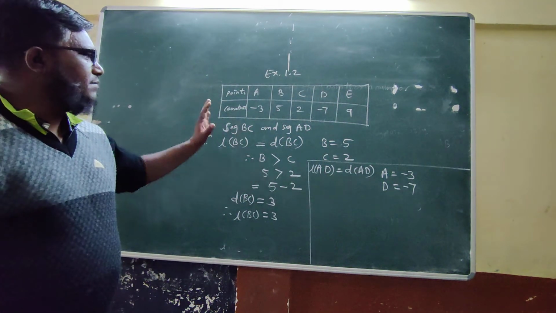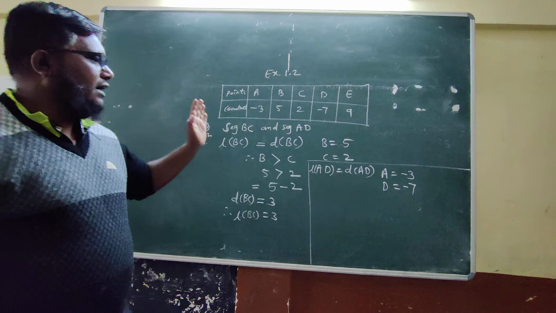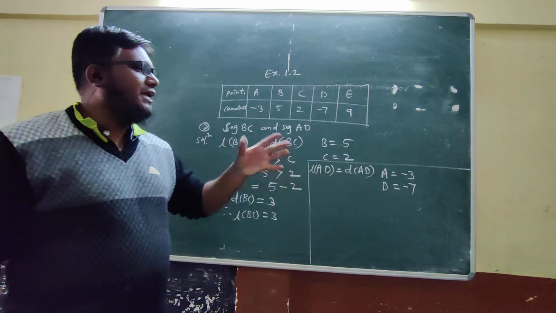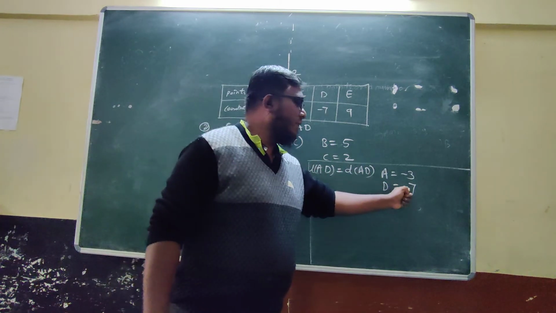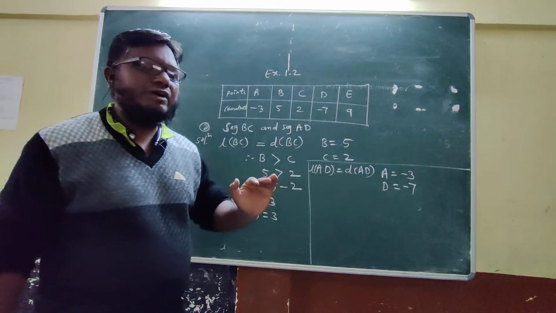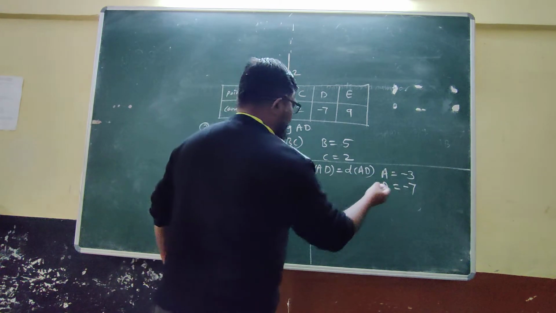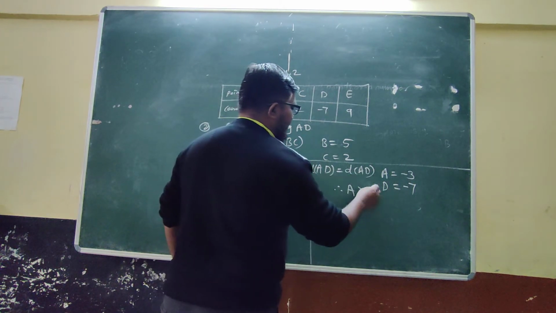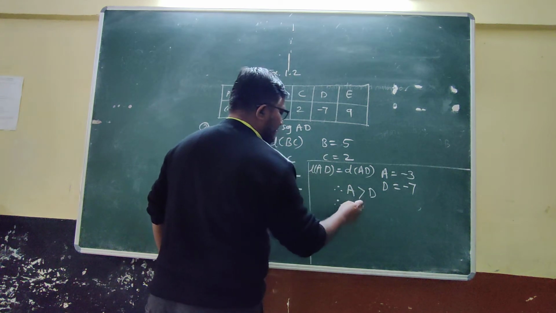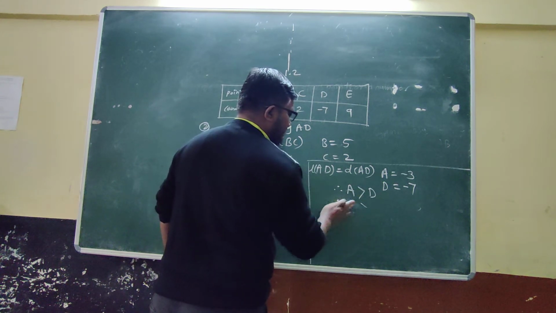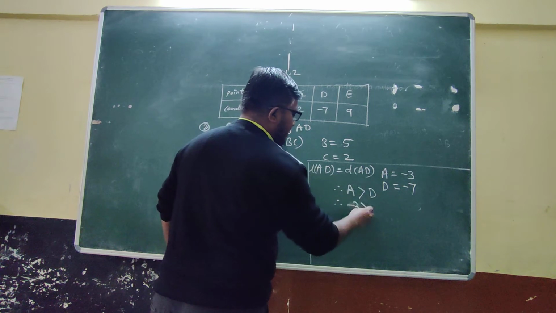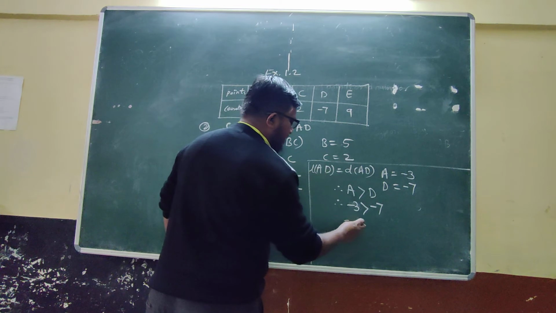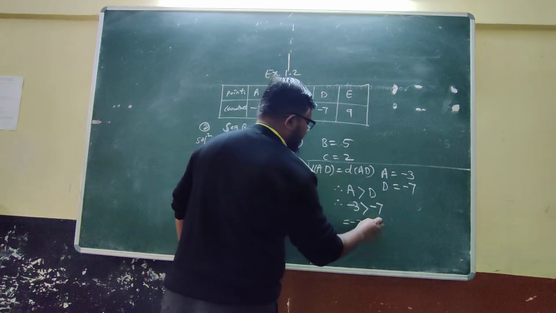Now, students, please keep in mind and try to understand that for a negative number, the greater the number having the negative sign, the smaller its value on the number line. That's why we can say that A has a greater coordinate than D. Therefore, we can say -3 is greater than -7. So we have to subtract -7 from -3.